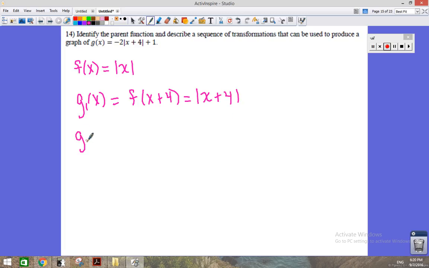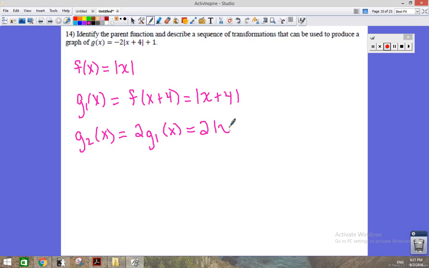Now, my next transformation is going to use the resulting graph. I never go back up and start with the original. It all builds on itself. It all builds on top of each other. So now I'm going to move outward and look at the output of this absolute value function, and I'm going to deal with this 2, and that 2 is multiplication. That 2 is a vertical stretch by a factor of 2. So I'm going to take the resulting graph of G1 and vertically stretch it by a factor of 2.